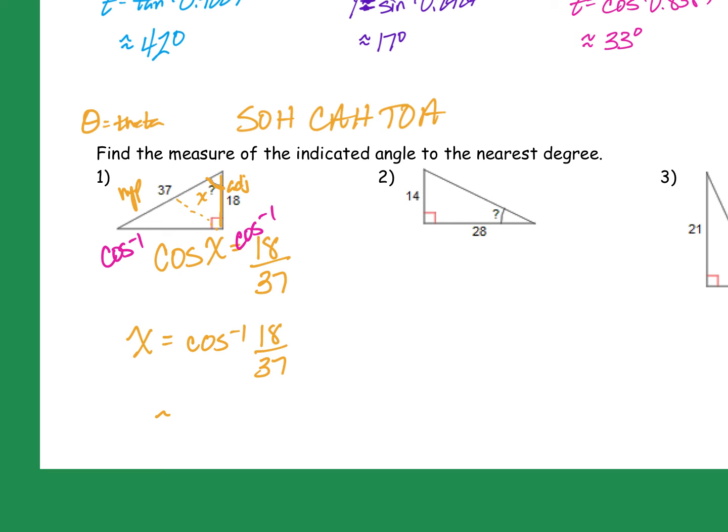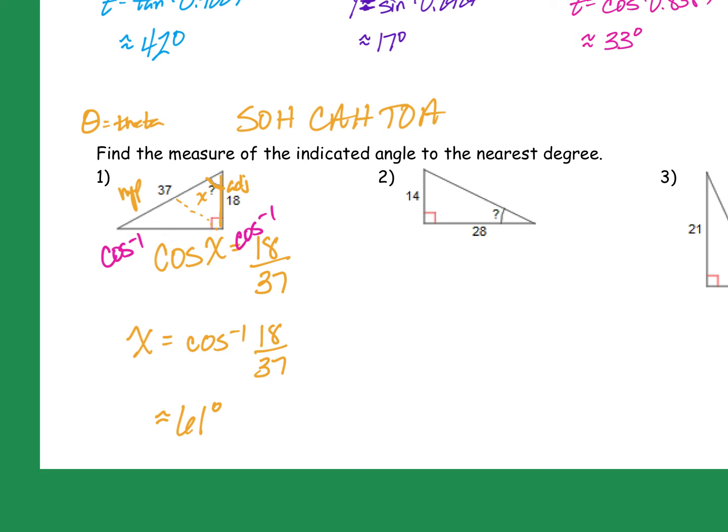So I'm going to put that into my calculator: cosine inverse of 18 over 37. It says round to the nearest degree, so that should be 61 degrees. Any questions? Round to the nearest degree. It's 60.8, so the 8 would round up to 61. Oh, okay, makes sense.